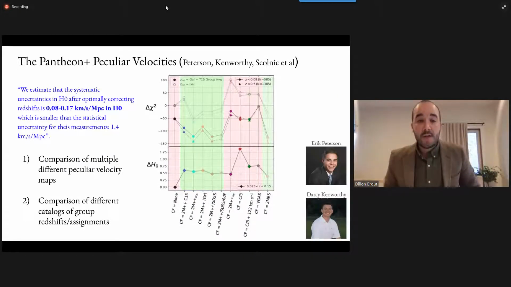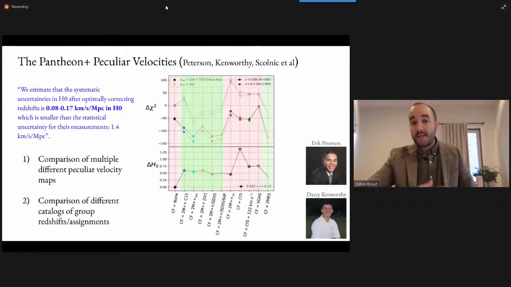Eric Peterson and Darcy Kenworthy have done a deep dive on peculiar velocities. They've examined a number of different peculiar velocity maps and codes and applied them to our data set. What you can see here in the figure, in the green, is viable models for peculiar velocities consistent with what we have been doing in the past. So you can essentially ignore the red areas of the plots because they're simply for comparison.